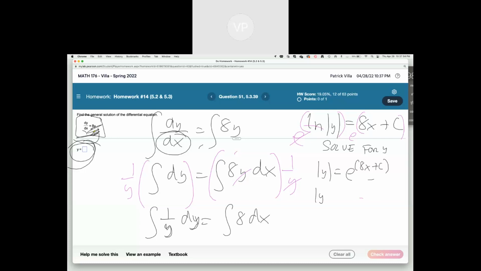Okay, then if you remember what we did earlier, let's split this into e to the 8x times e to the c. And then it depends on the problem. When you have an absolute value equal to this, y could be either of these, but if you have a potential possibility of being negative, the way to get rid of this absolute value is simply to put a plus minus out in front here. Now I'm going to rearrange these for one reason. I'll show you in a second.